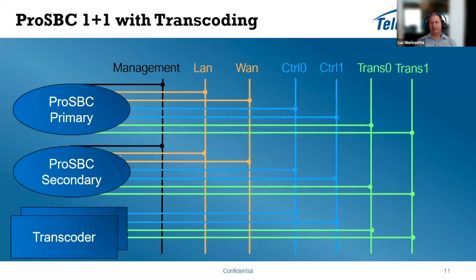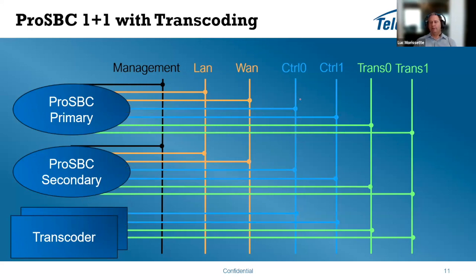When you add the transcoding device, you see that you will have a management interface for the primary and the secondary SBC, but it is not needed for the transcoding device. The transcoding device will communicate with the primary and secondary ProSBC through these control interfaces. So all the communication will go out these ports and be sent either to the primary or the secondary system. If these devices need to use the transcoding, it will send some requests so that it is configured properly.